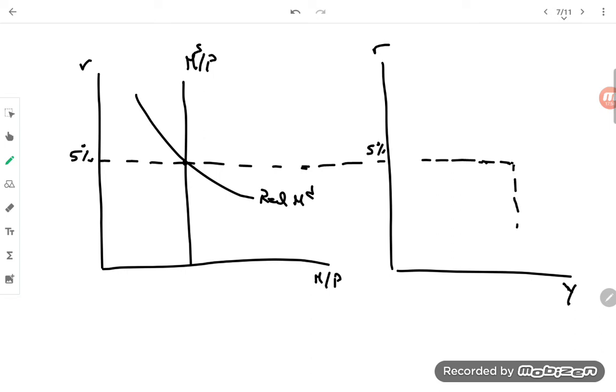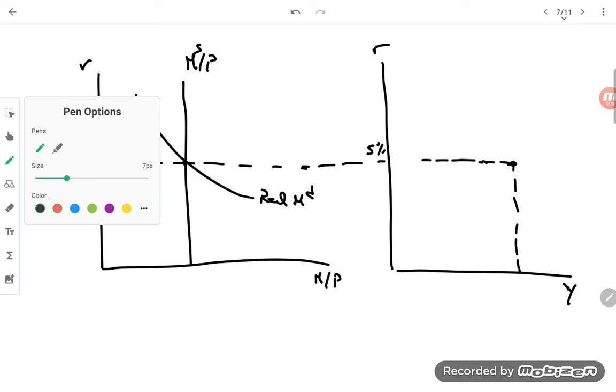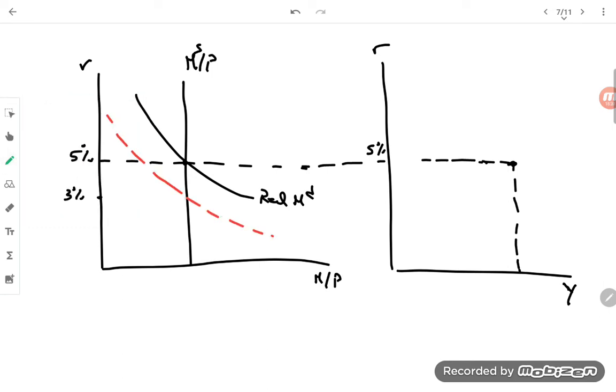So at 5%, this is the income level. Now let's assume that the interest rate is going to decrease from 5% to 3%, for example. As a result of any change in money demand, any one of the factors that affect money demand has caused a shift of the money demand curve to the left or downward. So we have a new interest rate level, which is 3%, at a new income level. Now we have 2 points. We can connect the 2 points together. This is the LM curve.